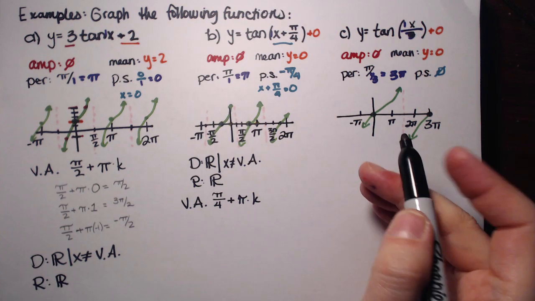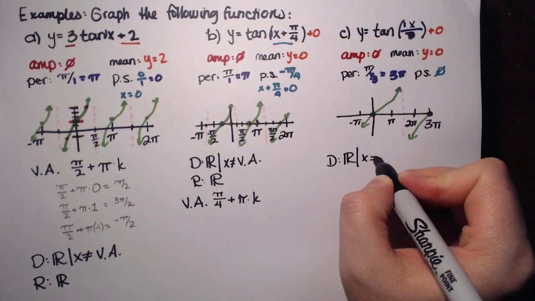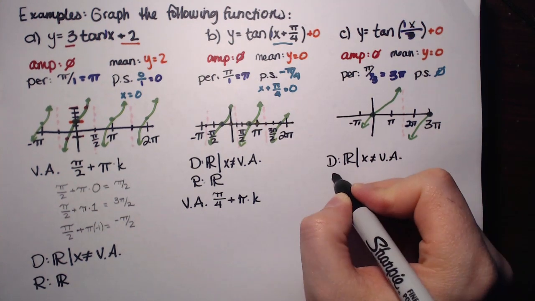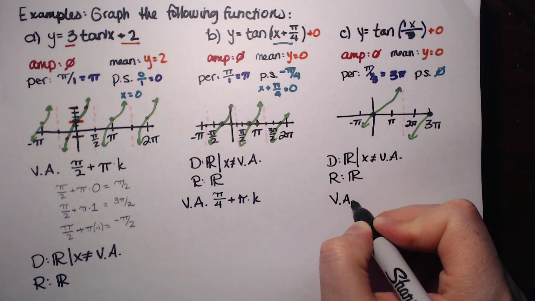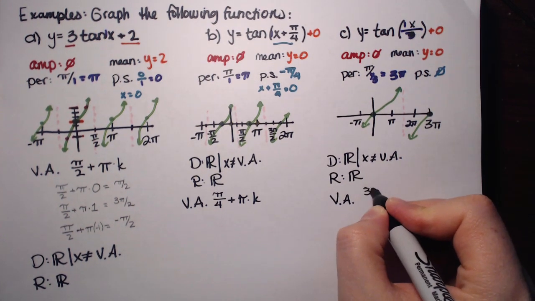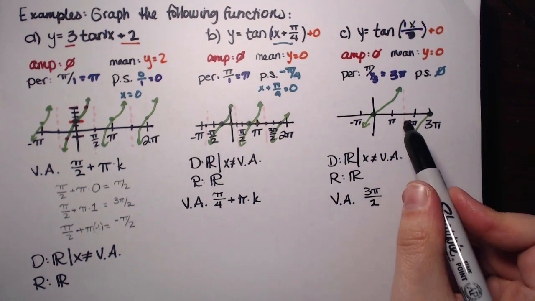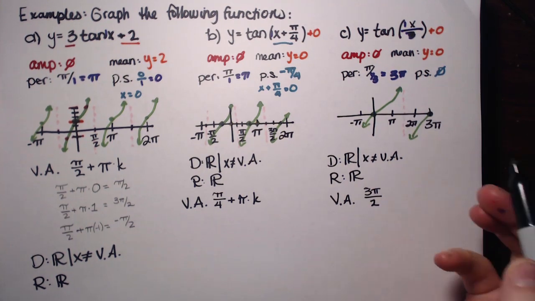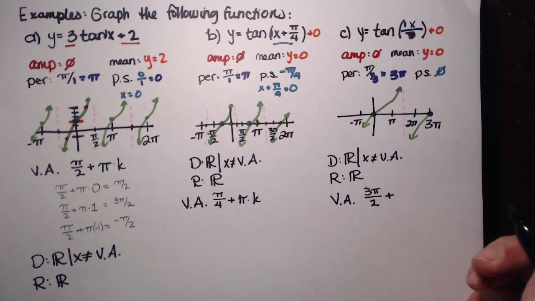So all real numbers such that x is not a vertical asymptote. All real numbers for the range, and my vertical asymptotes are 3 pi halves, because you take that and cut it in half, and then plus the period.